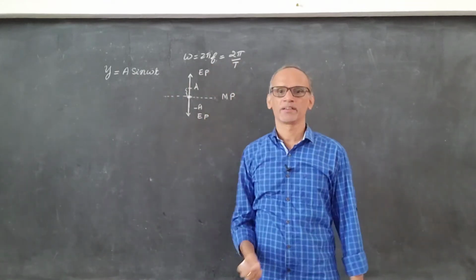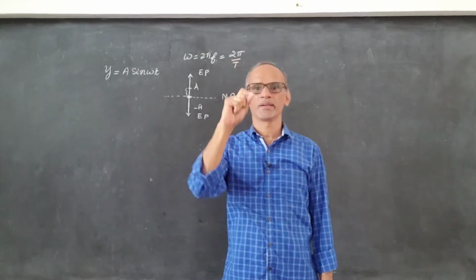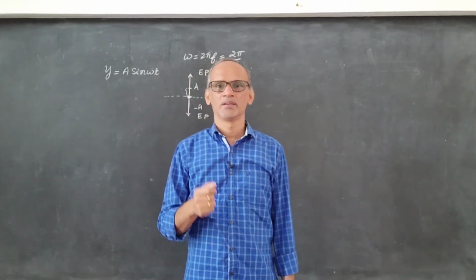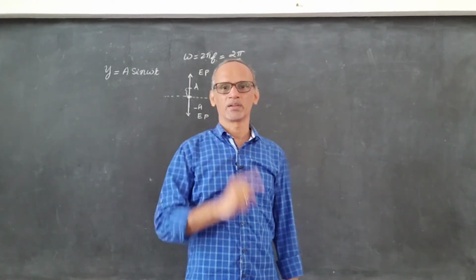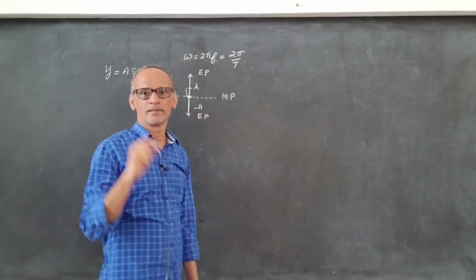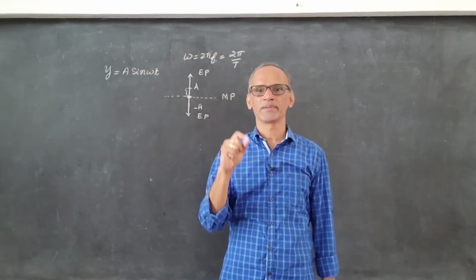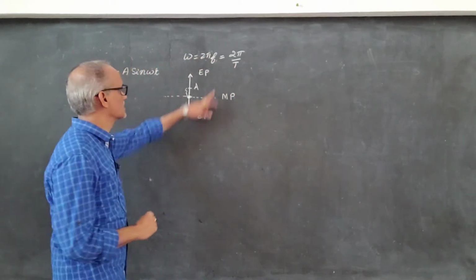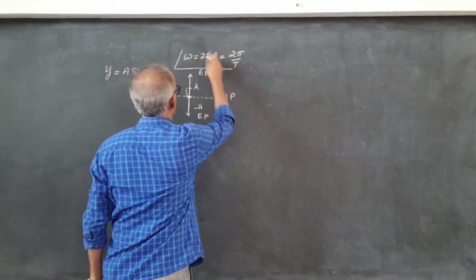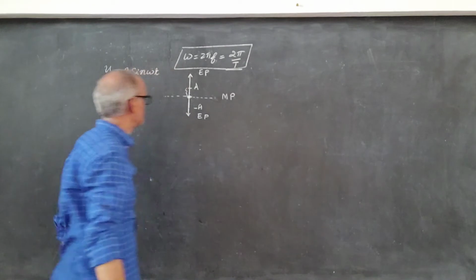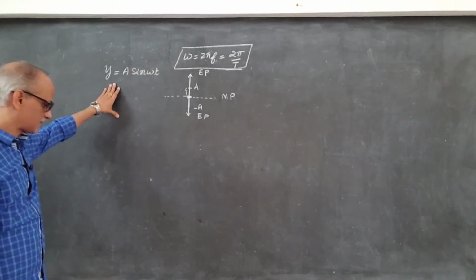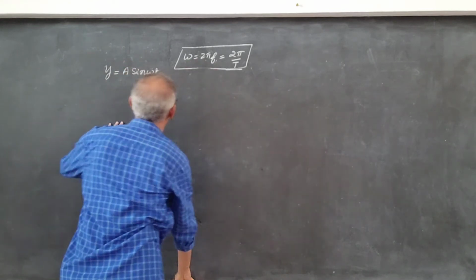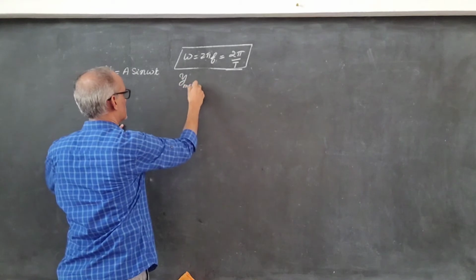How do you define frequency? Frequency is the number of oscillations or vibrations completed in 1 second. What is T? Time period of oscillation: the time taken by the particle to complete one oscillation. So, this is an important equation.